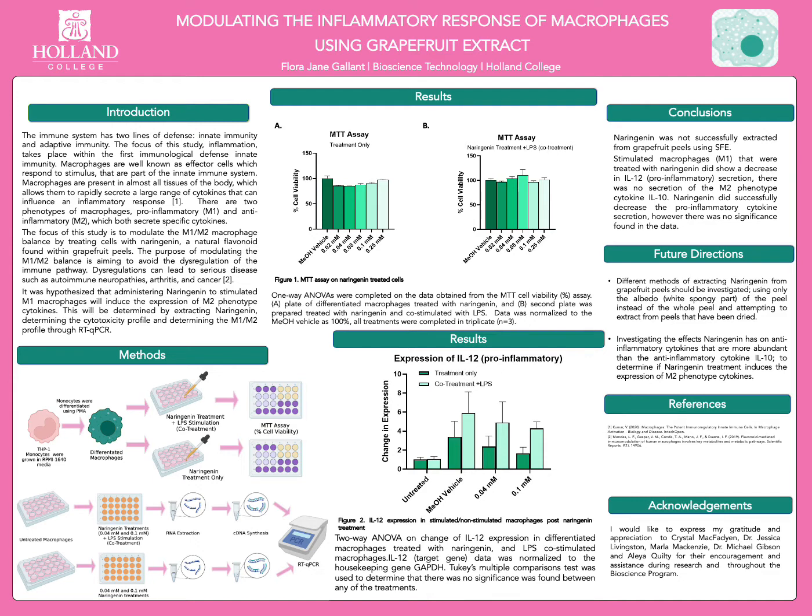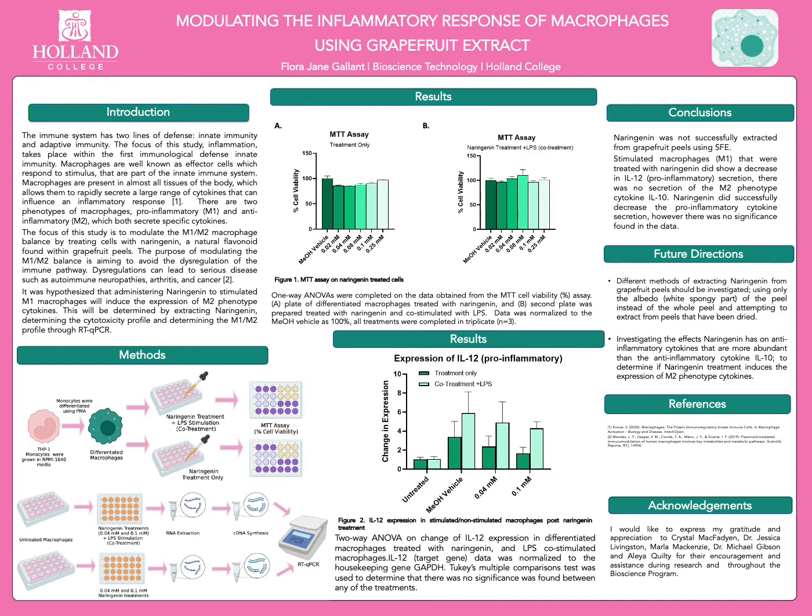The purpose of modulating the M1-M2 balance is aiming to avoid the dysregulation of the immune pathway. Dysregulations can lead to serious disease such as autoimmune neuropathies, arthritis, and cancer. For this study, the focus was on naringenin's ability to reduce the production of the pro-inflammatory cytokine interleukin-12, and to also measure the IL-10 present after naringenin treatment.